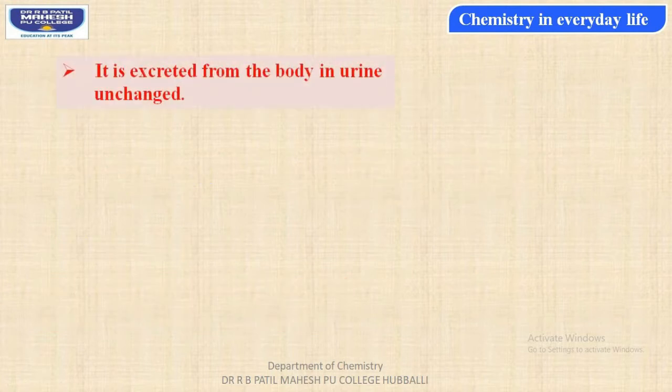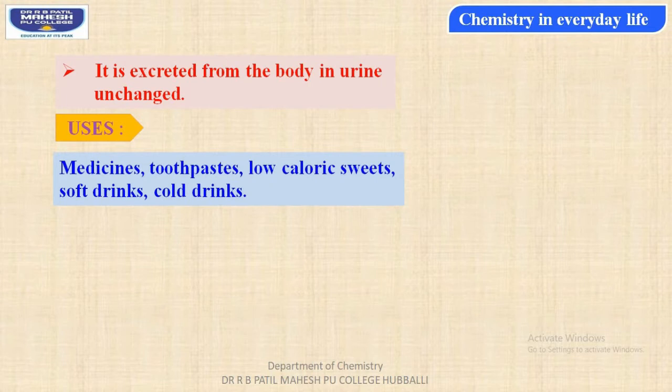Saccharin, students, is excreted from the body in the form of urine unchanged. That is, the chemical composition of saccharin remains intact. Now let us understand some of the uses of saccharin. It is used in the manufacture of medicines, toothpaste, low calorie sweets, soft drinks and even cold drinks.